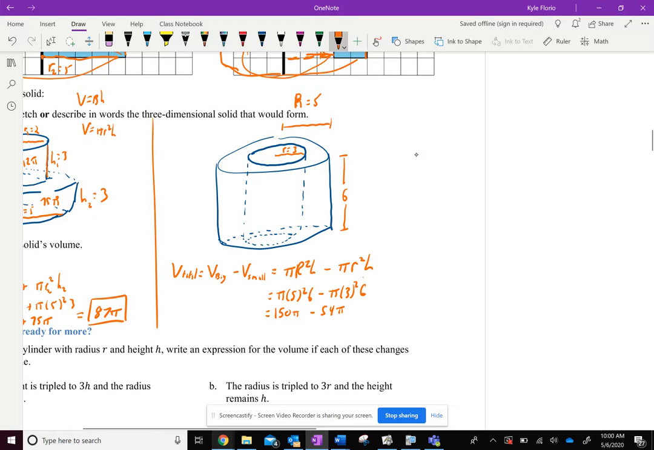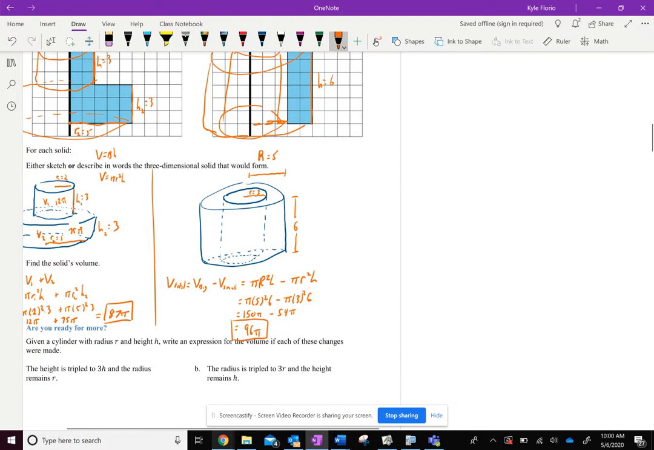So the volume of the whole big cylinder is 150 pi, but we have to subtract out that little cylinder that got taken out, which is 54 pi. 150 minus 54 is 96 pi.